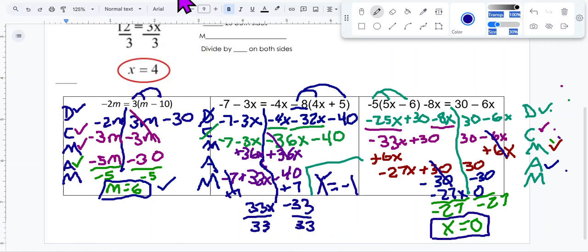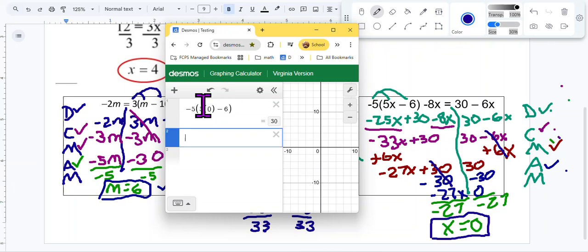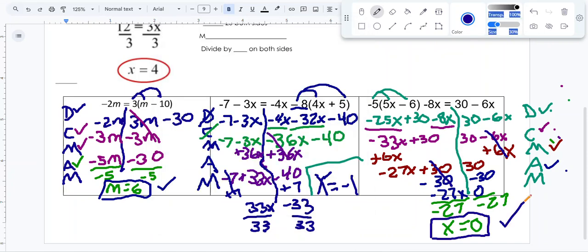And then I can check my work to see if I got this correct. I plug in my left side. I have negative 5, parentheses 5, and then x. I'm going to plug in 0, minus 6, close my parentheses. I'm going to do the same thing on the right side. I got 30 minus 6, parentheses 0 instead of the x. And I got 30 for both of them, so I know I got this right.